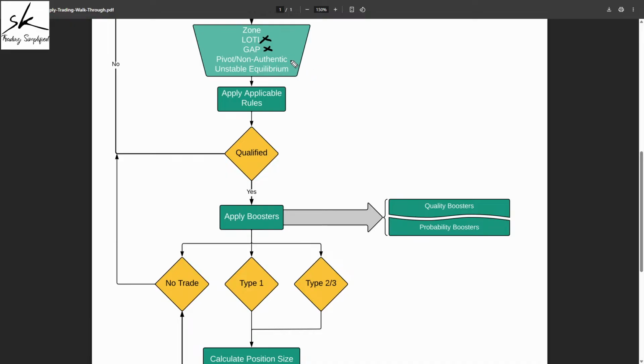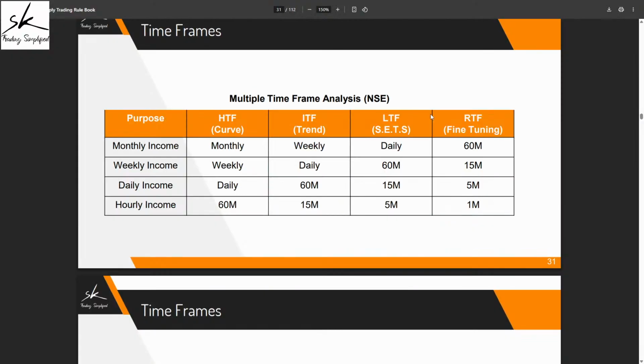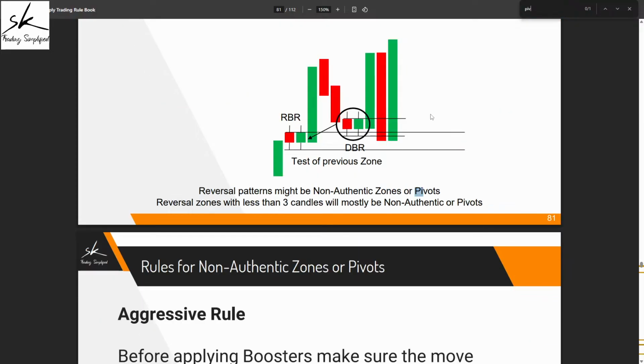Now talking about pivot and non-authenticity, we always consider a drop-based rally or a rally-based drop by default as a pivot or a non-authentic zone. So definitely it's a pivot or a non-authentic structure. You can see it's a drop-based rally. So what we need to do now is qualify it based on the rules of pivot and non-authenticity. I have given you 2 different ways to do it, but you're not restricted only to these 2. This is, like I said, just a starting point. With your experience, you can always modify whatever suits you.